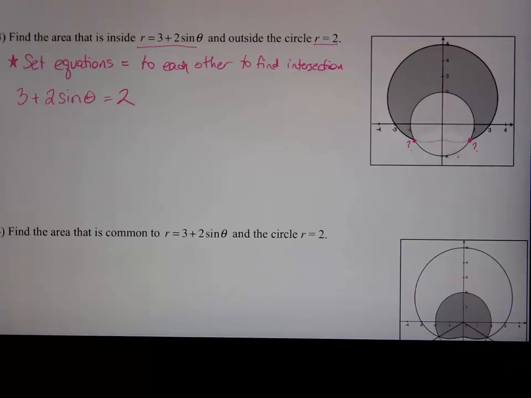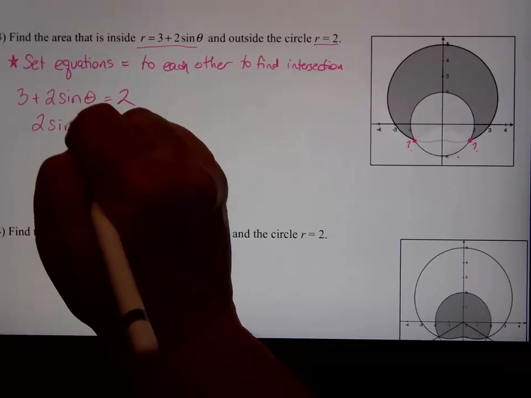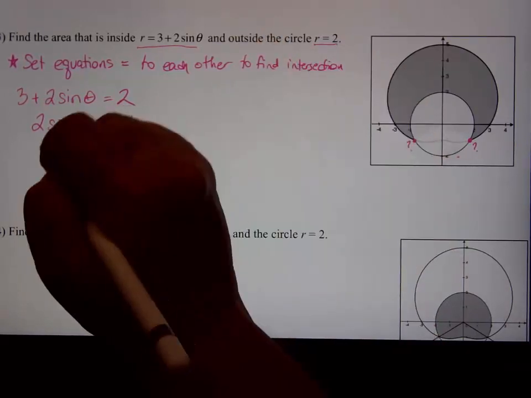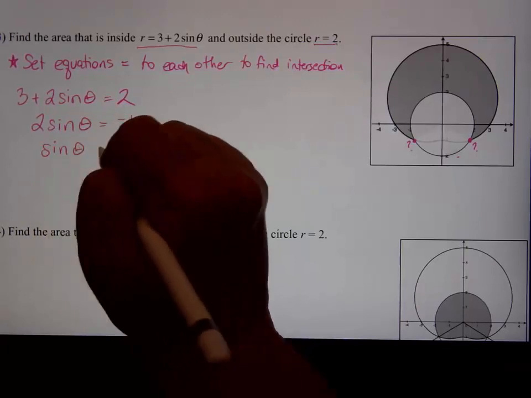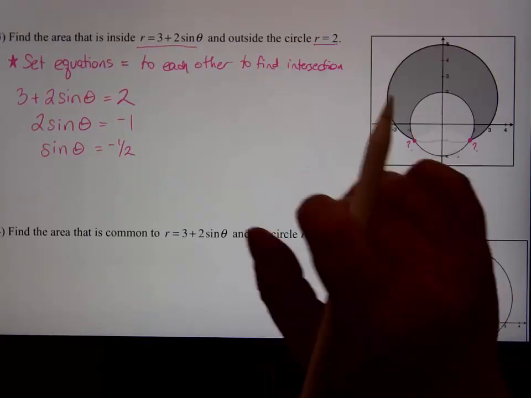Okay. Move the 3 over. We get negative 1. Now actually, they made our life easy for us. This time it says sine of theta equals negative 1/2. In the last problem, we found where sine of theta equals positive 1/2. So all we got to do is just look at the graph on the bottom and see where those are. Let me show you what I mean.